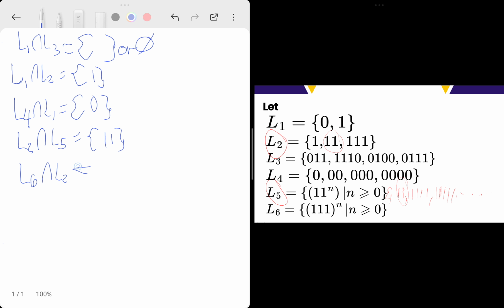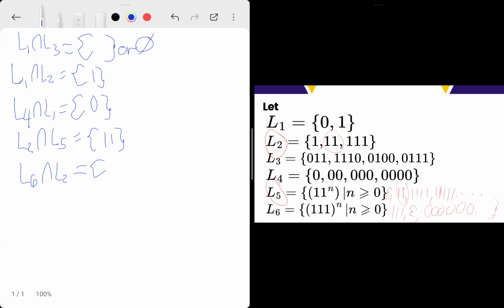Sorry. Less than naman siya. Dapat equals na siya. Then L sub 6, so multiple of 3. So 1, 2, 3, empty string. Then 6, 2, 3, 4, 5, 6. Okay, and so on. Basta kay multiple of 3. Mo na L sub 6.